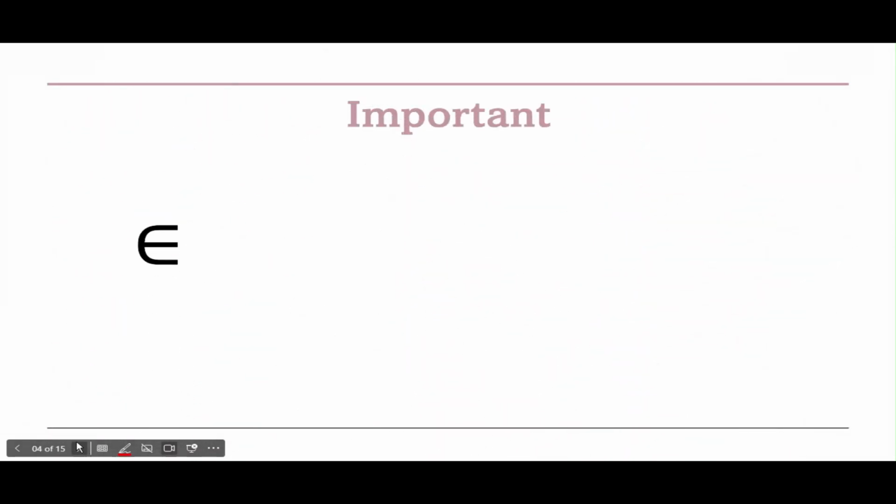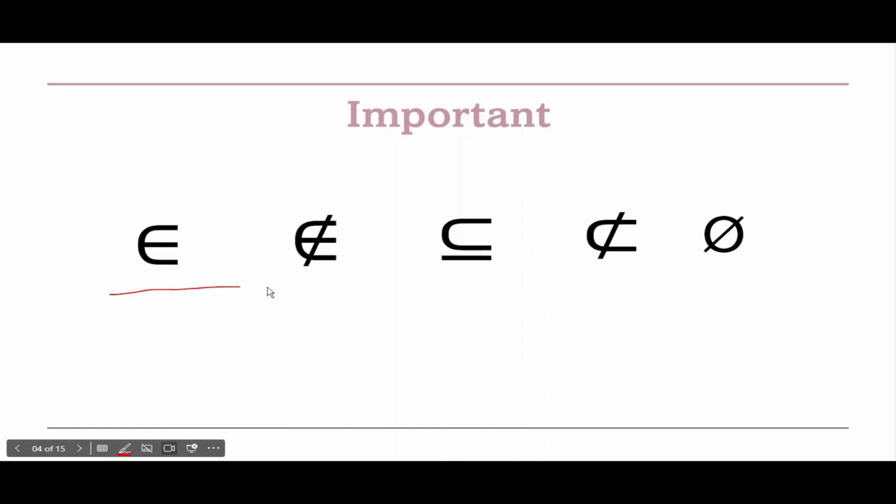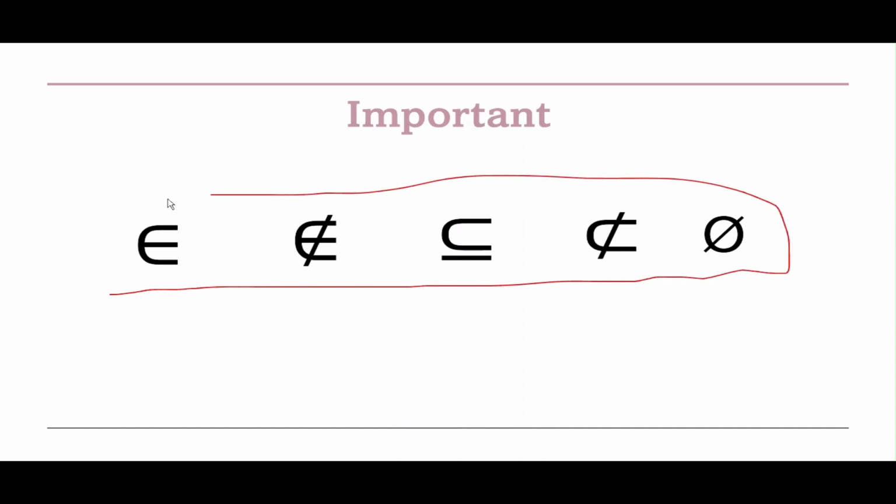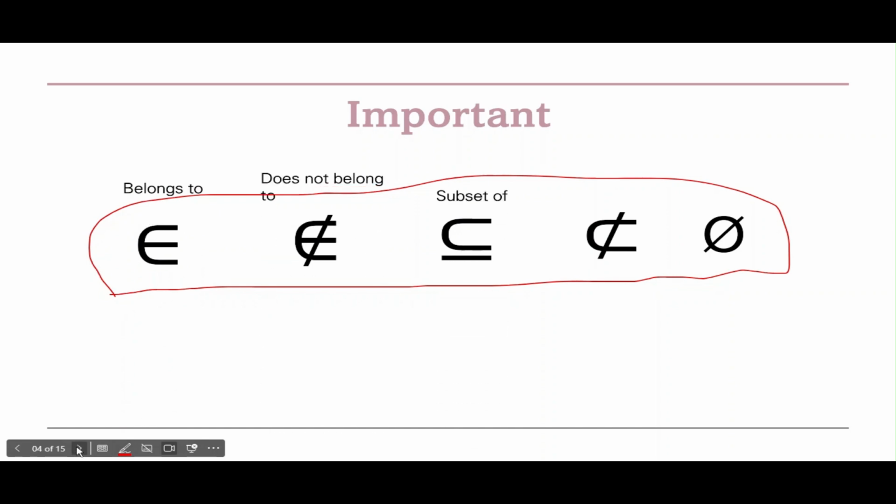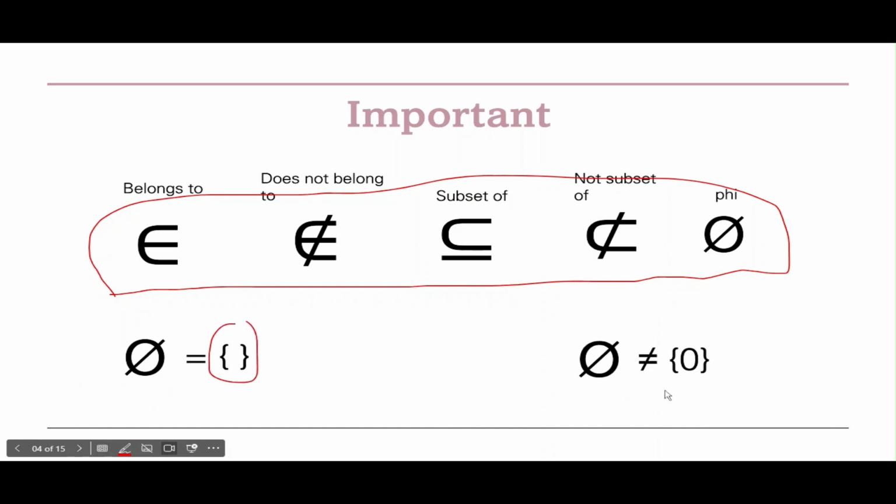So we got the symbols. I know most of you will freak out and say we don't know these. What are these? Okay, let me. So this is called belongs to. This does not belong to. This subset of, not subset of, and phi. And the phi is always empty. Like it's not zero. It's not {0}. If you put zero inside, it won't be empty, so it's not equal. So the phi does not equal to zero in the braces.